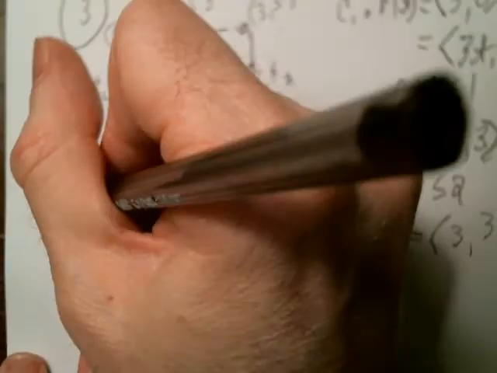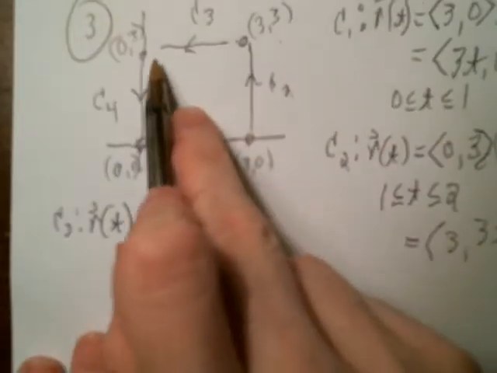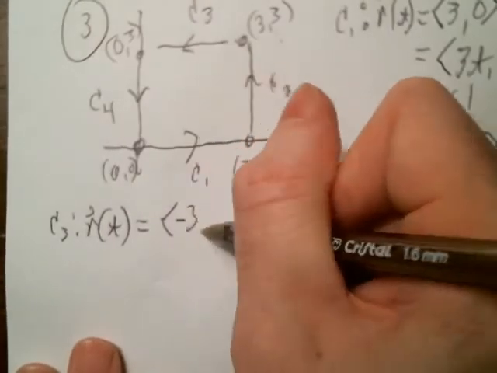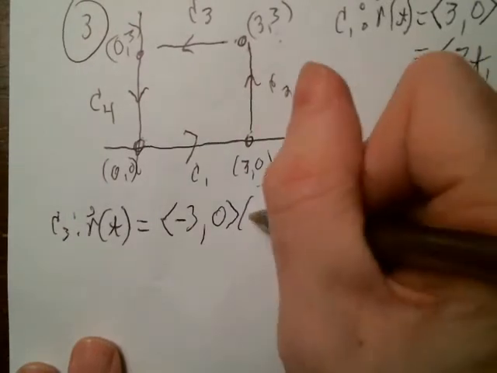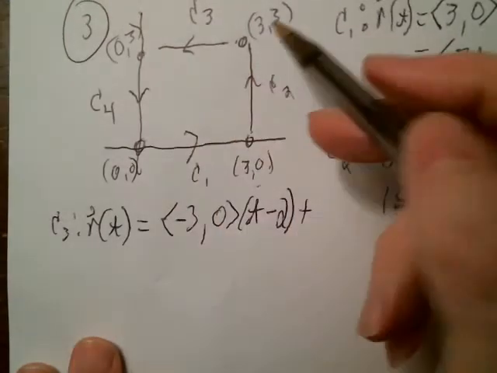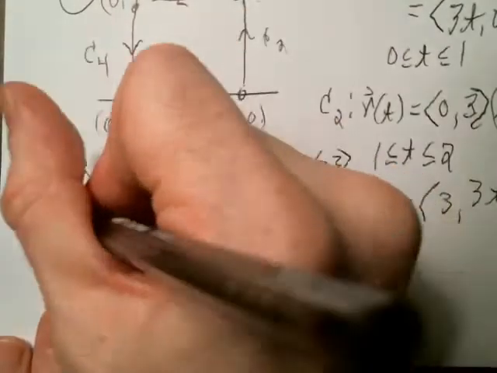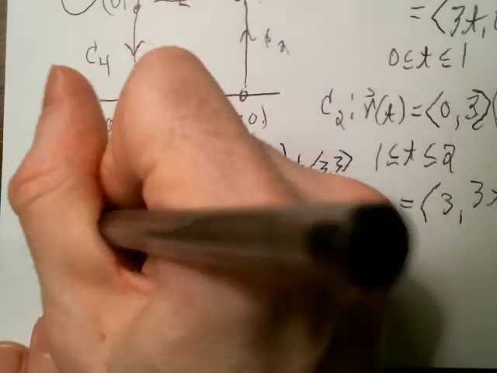C3, so I'm going from here to here. So in this case, 0 minus 3 is negative 3. And then 3 minus 3 is 0. And then this time we use, because the book insists, t minus 2. And then plus the starting place, 3, 3. Okay, so our parameter will be running from 2 to 3 in this case.